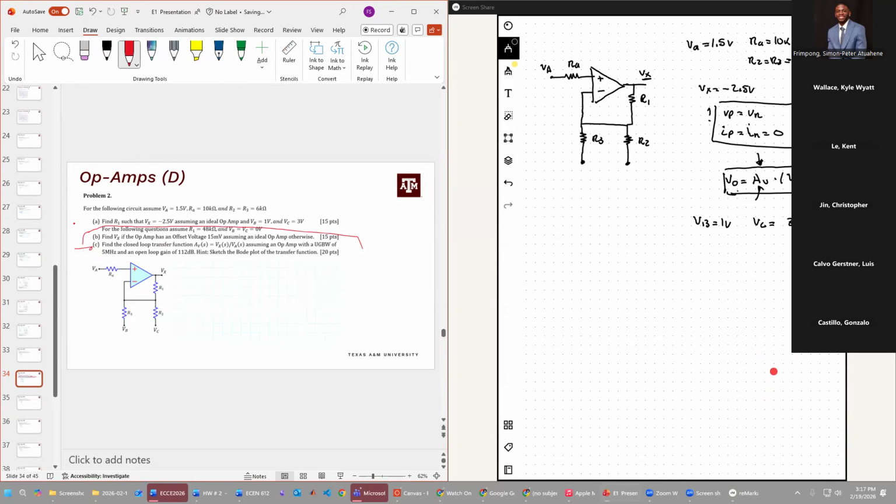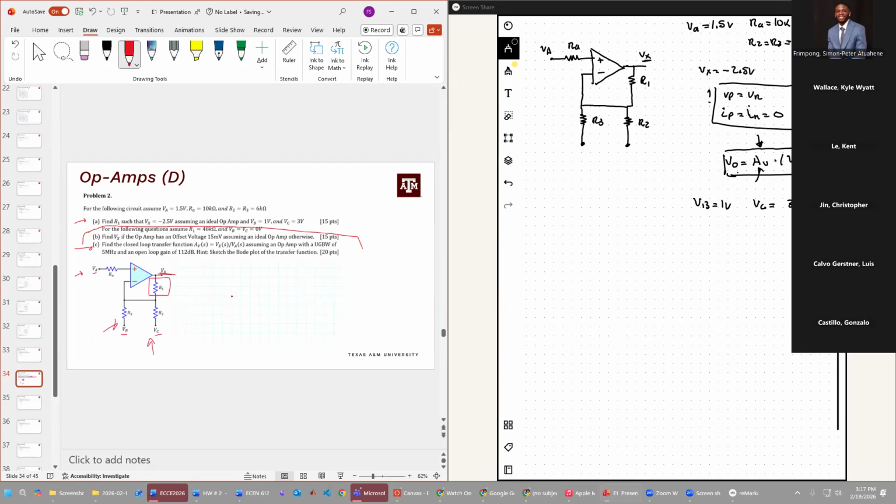But okay, so this first part, we're looking for the resistor R1. That's this guy. And we have a parameter for output voltage. We know all the following input voltages. And if we notice, we have three inputs here: 1, 2, and 3. So this is kind of an annoying circuit to solve if you were to do it with all the inputs connected at once.